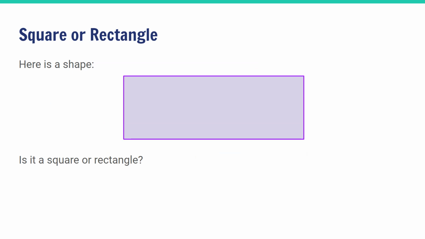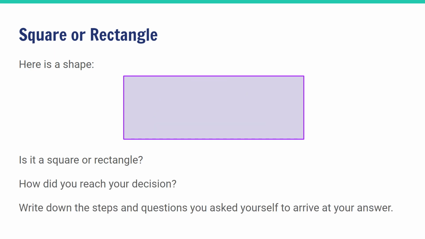Let's see how you do. Here is a shape. Is it a rectangle or a square? Hopefully you would have all said rectangle, but for right now, the answer isn't quite as important as the steps that you took to recognize that shape. So how did you reach your decision that that shape is a rectangle and not a square?